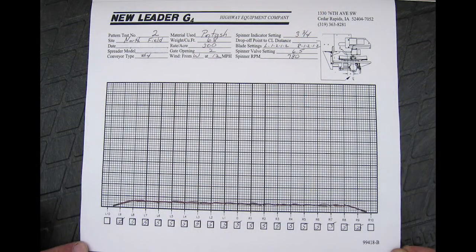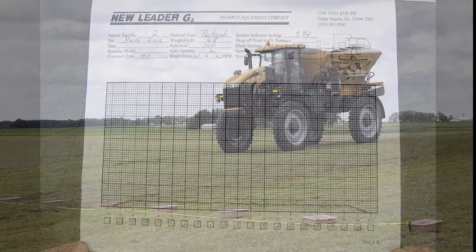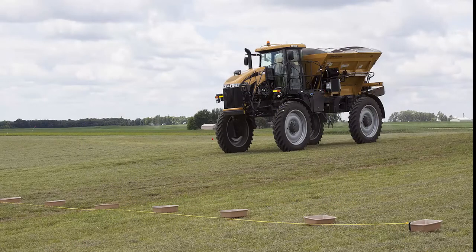Record the volume of each test tube on the data sheet provided in the spread pattern test kit under the corresponding tray position. It is recommended that only one adjustment be made between each set of test samples taken. Repeat this process until a desired spread pattern is attained. Consult the New Leader spread pattern manual when making adjustments. For accurate results, be sure to drive through the pans the same direction and collect the material the same way each time.